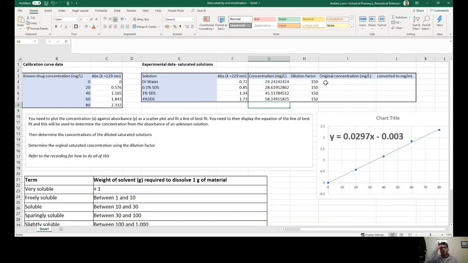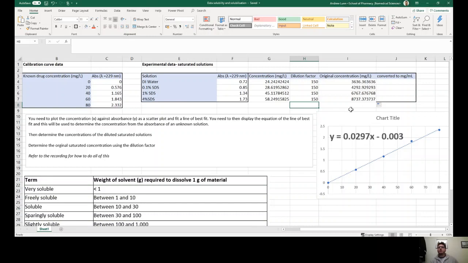And so to get to our original concentration, we need to times this dilute concentration by the dilution factor. So that's easily enough done. So that equals the dilute concentration times the dilution factor. And so we've got 3,636.36 recurring milligrams per litre is the saturated solution of aspirin in deionized water. And again, going up for the other solutions as well.